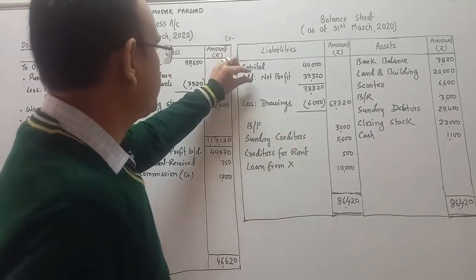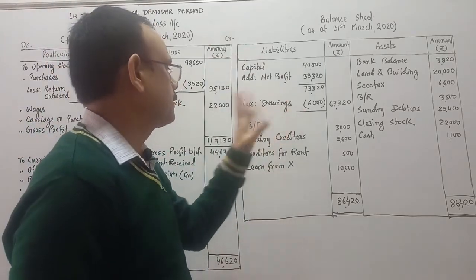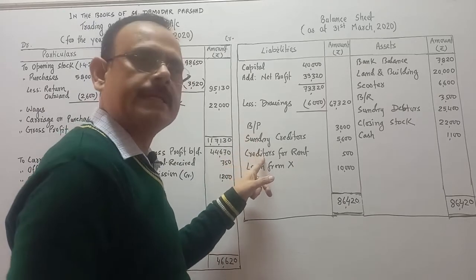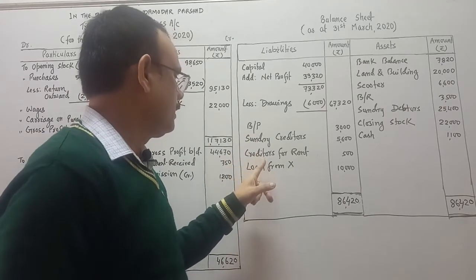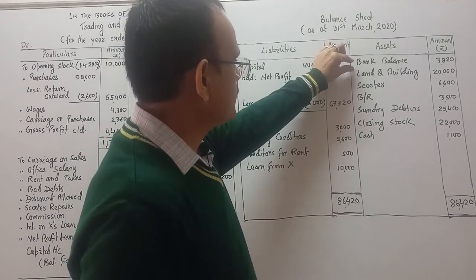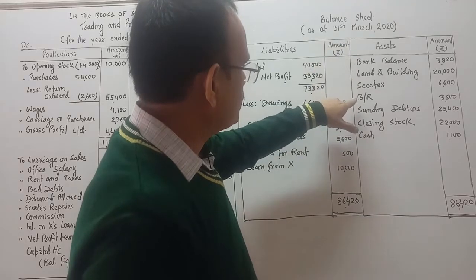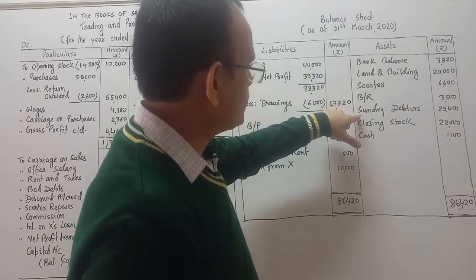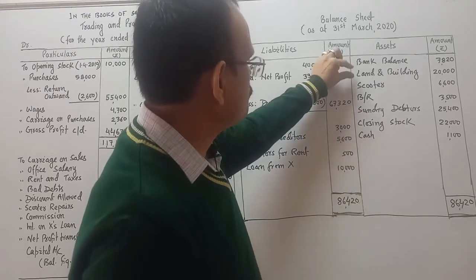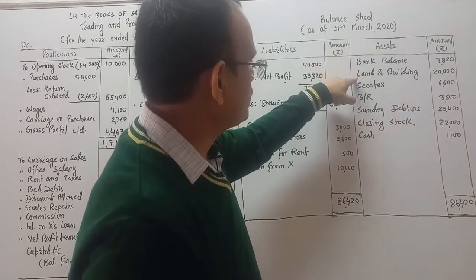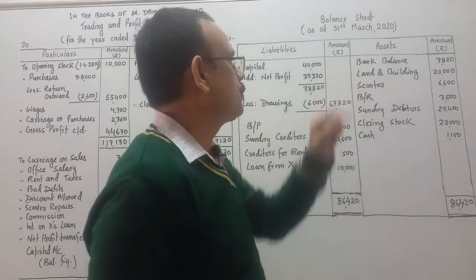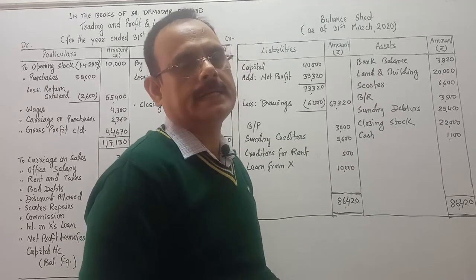Capital: you add the net profit and deduct the drawings. This is a current liability. This is also a current liability. Creditors for rent means outstanding rent. Loan from X. Bank balance is the most liquid asset. Bank balance is a current asset. Bills receivable is also a current asset. Sundry debtors is a current asset. Closing stock is a current asset, and cash is a current asset. These two are non-current assets, meaning fixed assets: land and building, fixed tangible assets, and scooter is also a fixed tangible asset.